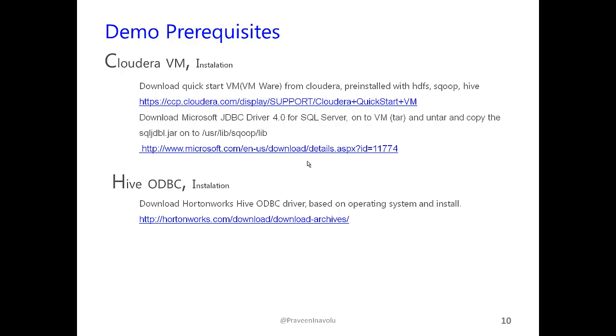This particular link will guide you to download the tar file, untar it basically, and copy it to the user lib Sqoop lib folder. So you just need to paste that file in the particular location. Then we are all set to connect to SQL Server from Sqoop. Okay, similarly for Hive ODBC, I installed the Hortonworks Hive ODBC driver, 64-bit for Windows 7 OS, and followed the on-screen instructions to install it on your local machine to get the data.